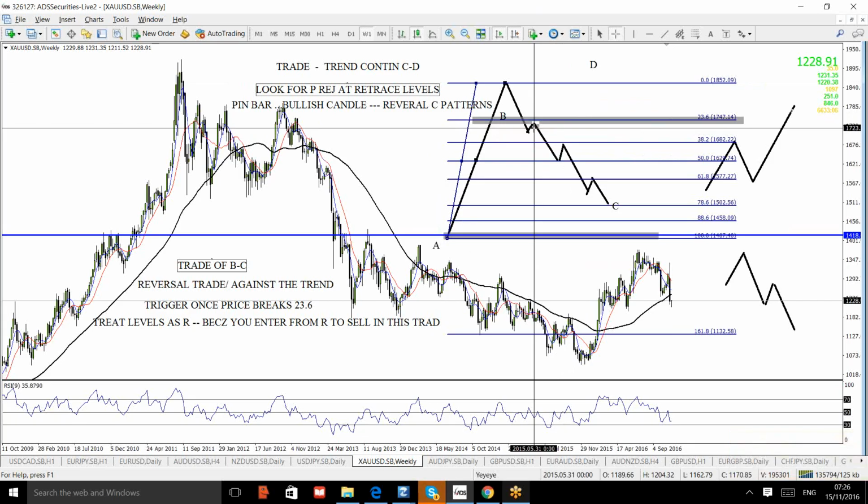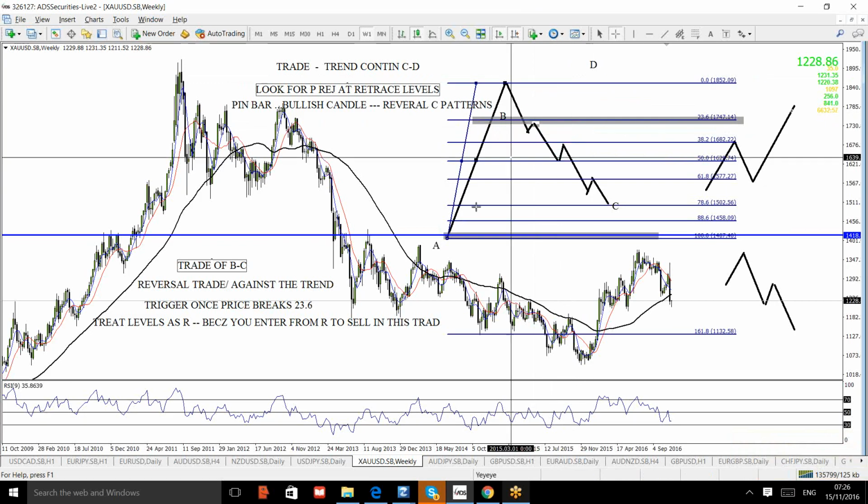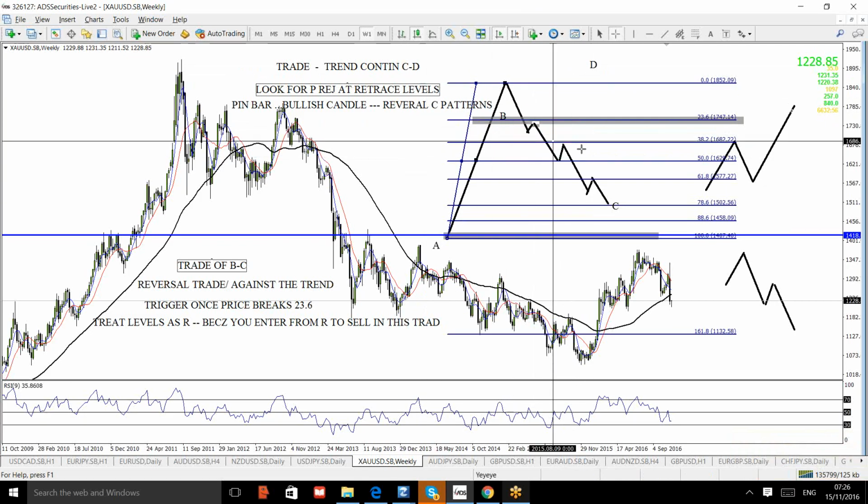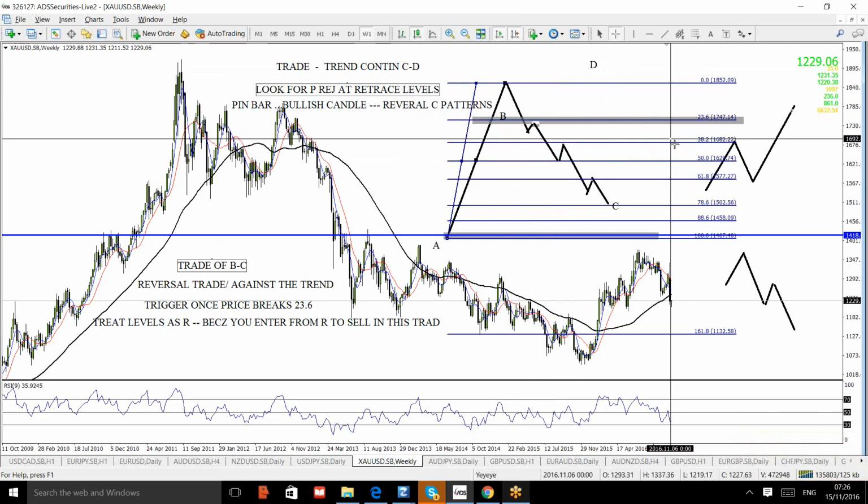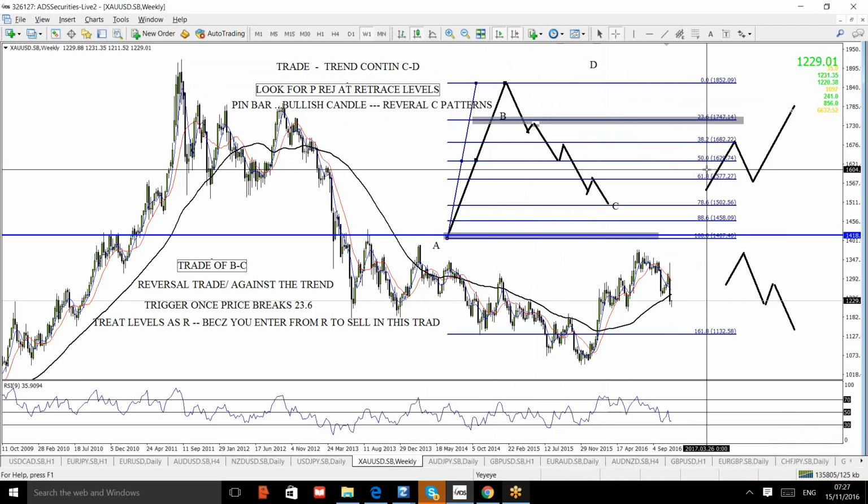And once the Fibonacci retracement levels act as resistance, you will enter the trade. Whereas in the trade CD, you wanted the Fibonacci levels to act as support, guys. Understand? On the trade BC, you wanted the Fibonacci level to act as resistance, guys. Understand? Say yes if you completely understand this, because I'm going to move forward.